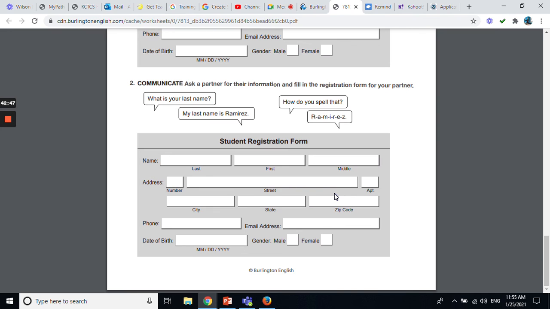On this part, on number 2, you will need to communicate with a partner, okay? So you can practice this exercise with your wife, with your husband, with your friend, with your brother, sister, anyone who can practice with you, okay? You can ask them, what is your last name? They will answer with their last name. How do you spell it? They will have to spell their last name.